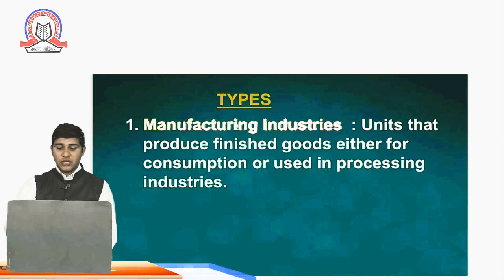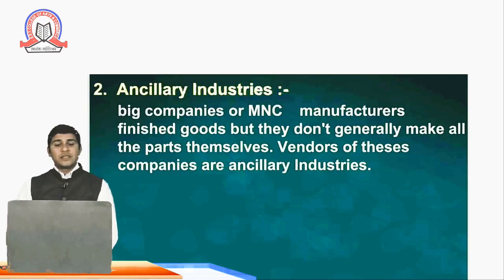So manufacturing industries. Second one is the ancillary industries. Like big multinational companies manufacture the finished goods, but they don't generate all the parts themselves. Vendors of these companies are ancillary units. So those companies which prepare big products need small units from other industries. Whatever small units are provided by a subordinate or other firms are treated as ancillary services.